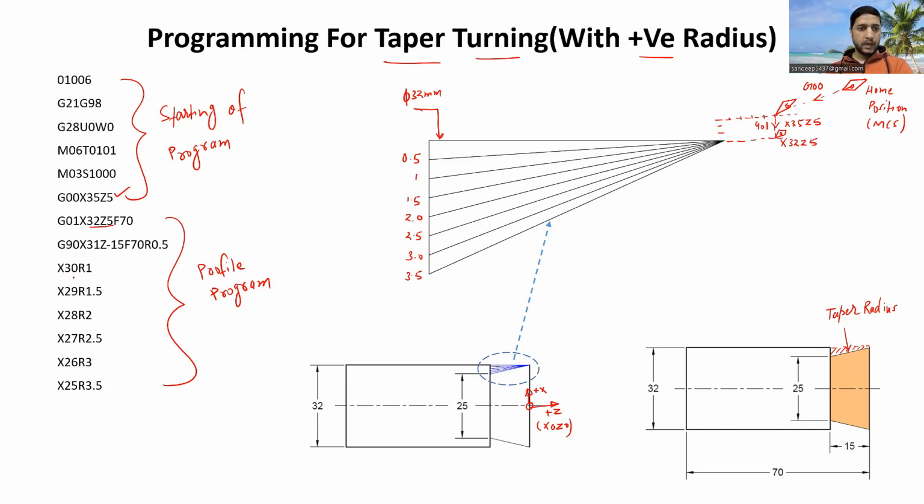Now after this, we are using the box turning cycle G90 here: X31, Z minus 15. Z minus 15 is the taper length here, which you can see here. The cutting tool will move from this point to this point with a feed rate of 70 mm per minute, and the radius we are taking is 0.5 positive. Let us say it is point number 1 and point number 2, just to understand this concept. And it will move with the taper radius as 0.5.